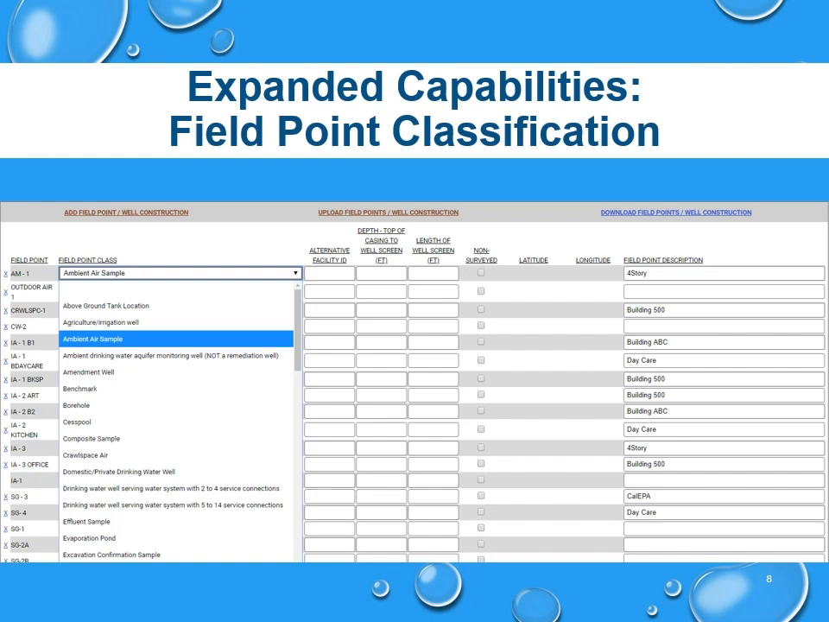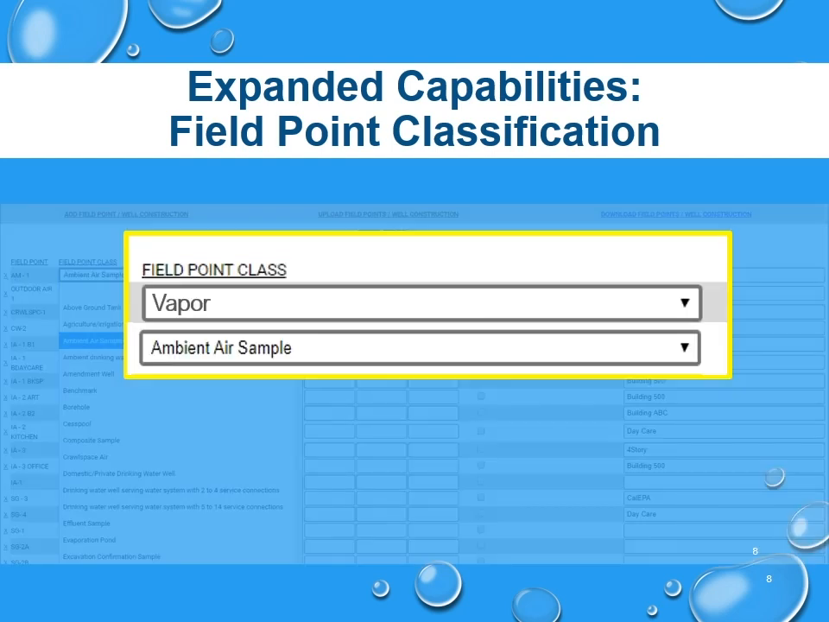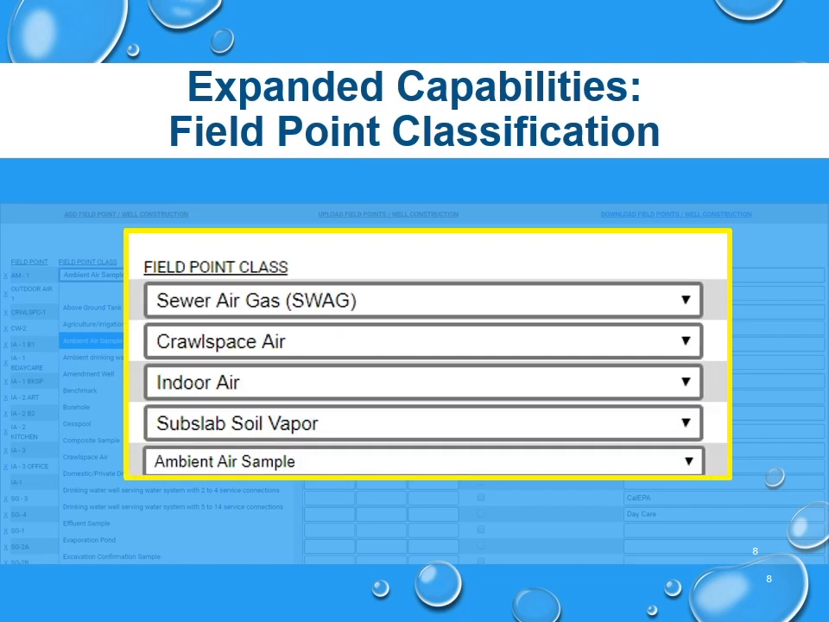Shown here is a screenshot of the Edit Field Points feature in the ESI portal. One of the capabilities that was expanded is the field point class. These classifications define the sample media. Prior to expanding capabilities, vapor samples were classified as a vapor or ambient air sample. Now, vapor sample media can be further defined as sewer air gas, crawlspace air, indoor air, or sub-slab soil vapor. These added classifications will help with evaluating vapor intrusion behavior.